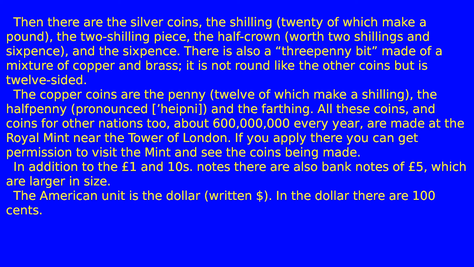All these coins, and coins for other nations too, about 600 million every year, are made at the Royal Mint near the Tower of London. If you apply there you can get permission to visit the mint and see the coins being made. In addition to the £1 and tens notes, there are also banknotes of £5, which are larger in size. The American unit is the dollar, written with a dollar sign. In the dollar there are 100 cents.